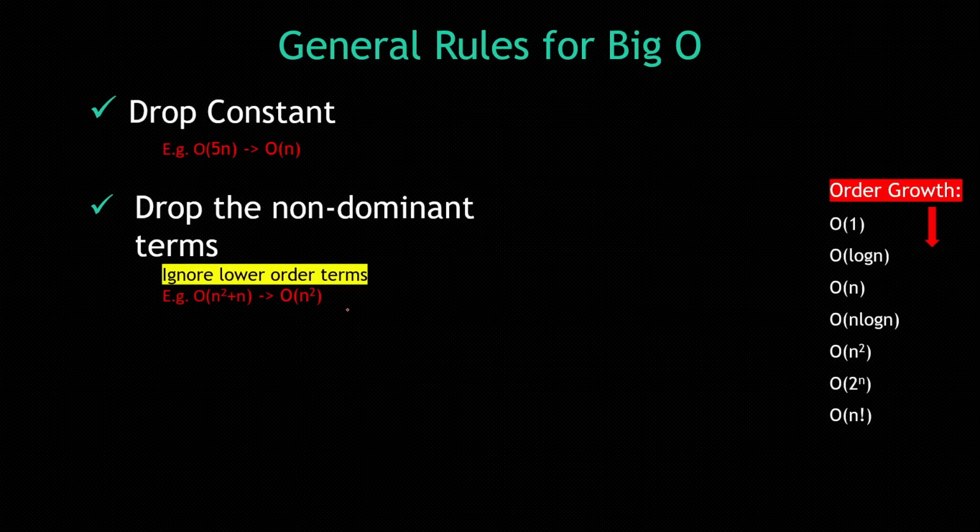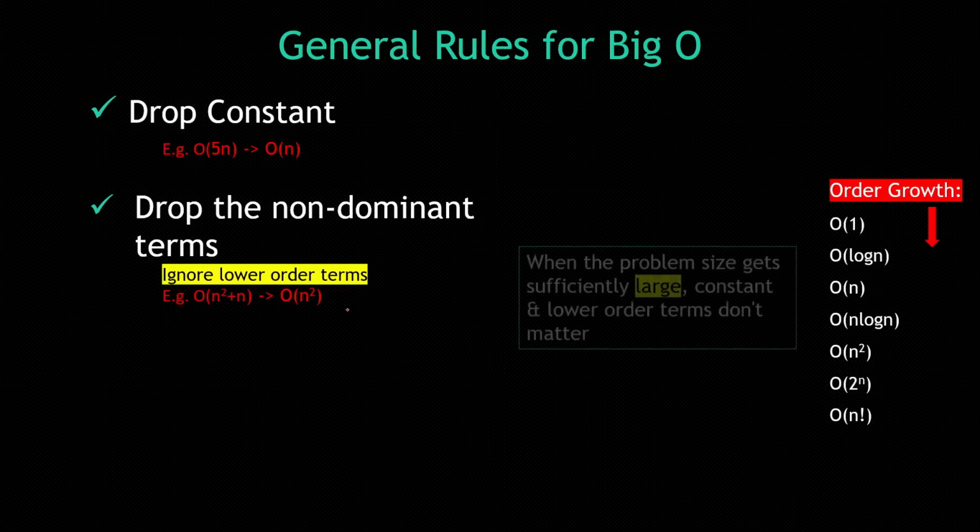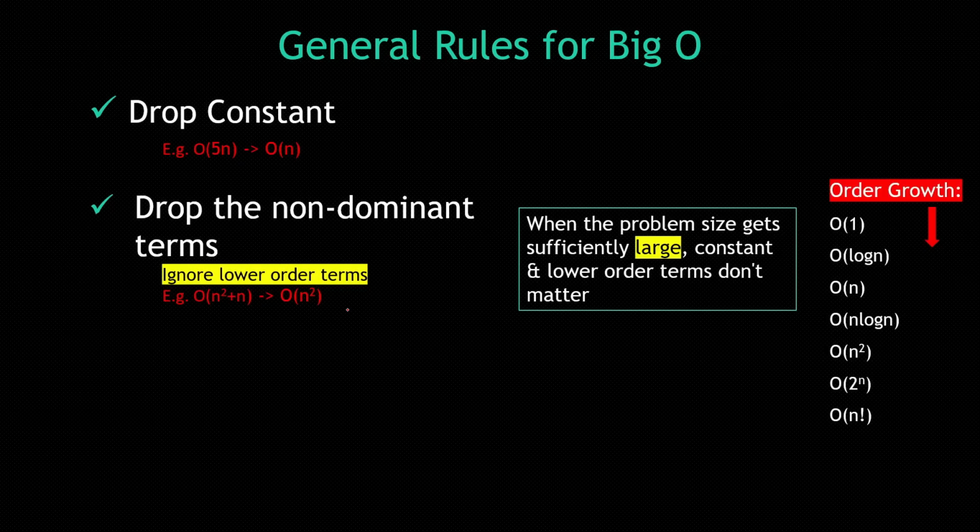Now a question may pop into your mind: why do we drop constants and lower order terms? This is because when the problem size gets sufficiently large, constants and lower order terms don't matter.